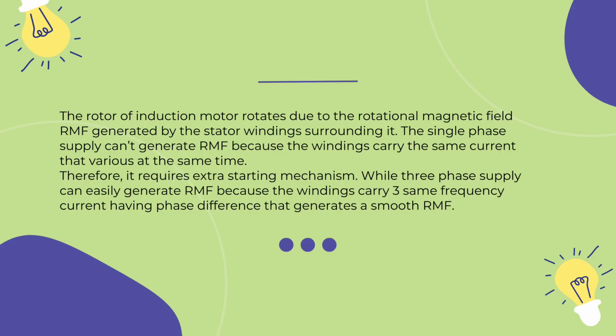The rotor of the induction motor rotates due to the rotating magnetic field (RMF) generated by the stator winding surrounding it. The single-phase supply can generate RMF because the windings carry the same current that varies at the same time. Therefore, it requires an extra starting mechanism, while a three-phase supply can easily generate RMF because the windings carry currents of the same frequency having a phase difference that generates a smooth RMF.